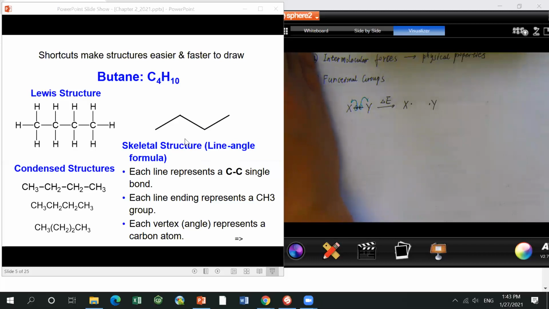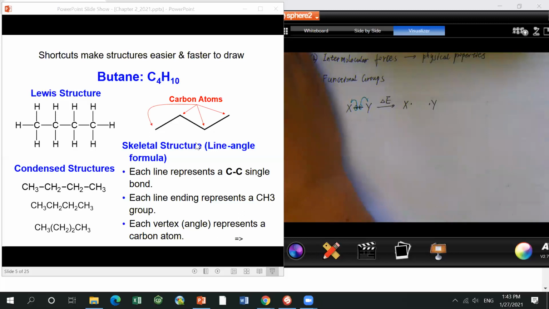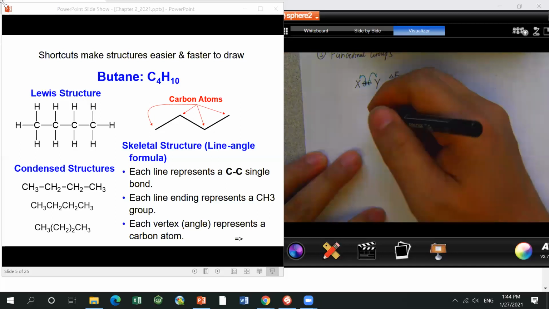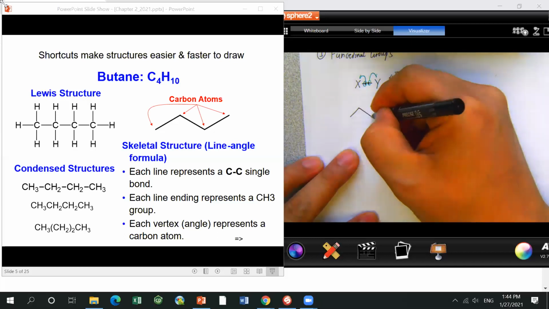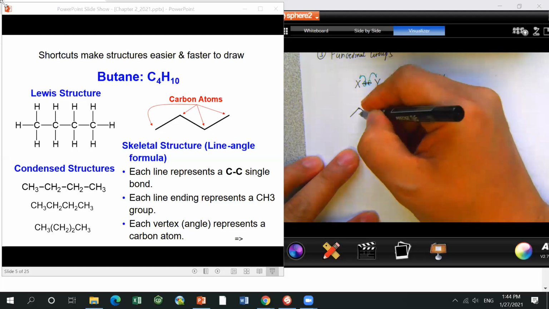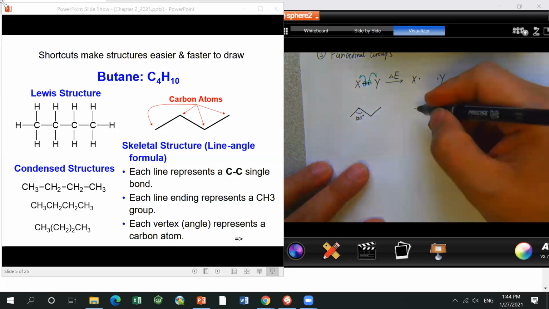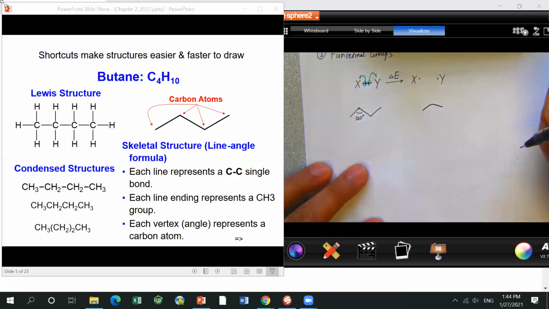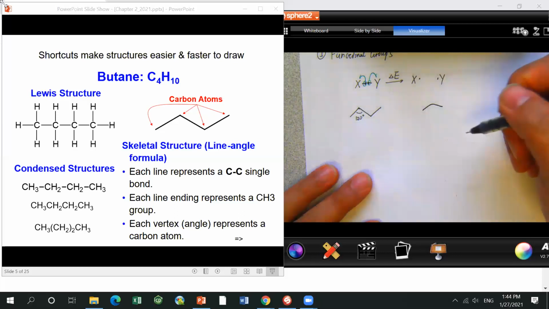One thing is that when you use line angle structures to show an organic molecule, you have to really show me the angle. For example, for butane, you need to show that there's an angle, which should be about 120 degrees. In previous years, some students showed me something like this, and it's hard to say there's an angle, or that there's a carbon maybe here. So you have to show me the angle.